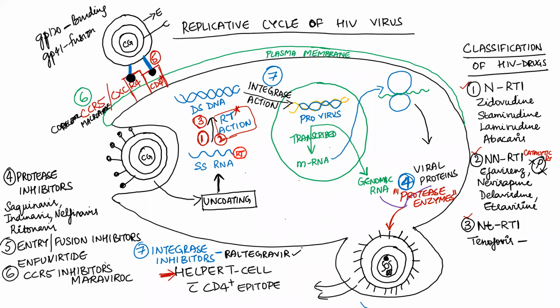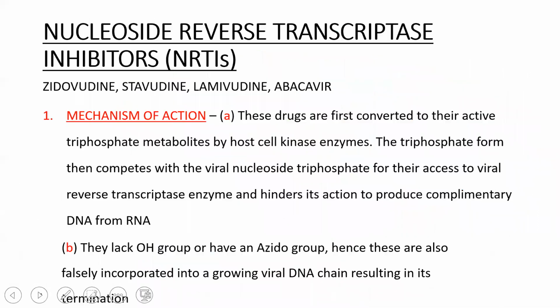Now, after we have learned about the classification and the life cycle, it is quite easy for you to understand the individual drugs. So quickly moving on, let us talk about the nucleoside reverse transcriptase inhibitors, which are your zidovudine, stavudine, lamivudine, and abacavir. There are also other drugs. If you want, you can include zalcitabine, emtricitabine, and didanosine.